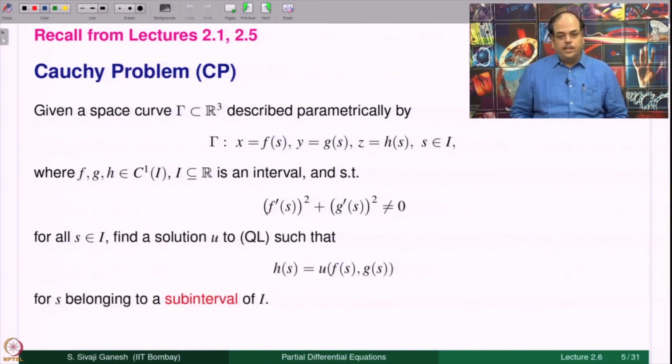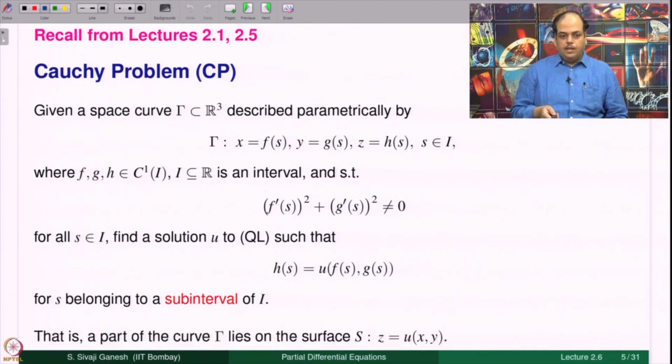Find a solution to the quasi-linear equation such that u(f(s), g(s)) = h(s). That means, on the curve gamma 2 where (f(s), g(s)) describes a typical point on gamma 2, when you take u of that, then you get into 3 dimensions, z equal to that, z is going to be h(s). That means it is lying on the surface z = u(x,y), and this we require for s belonging to a subinterval of I. So, it means that a part of the curve gamma lies on the surface. In other words, we are looking to construct an integral surface which contains a part of the curve gamma.